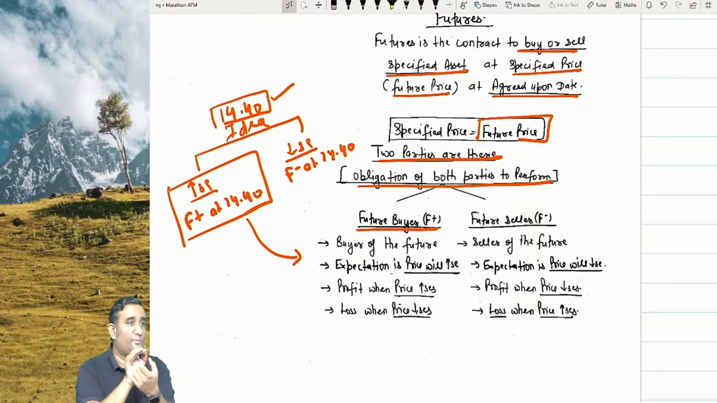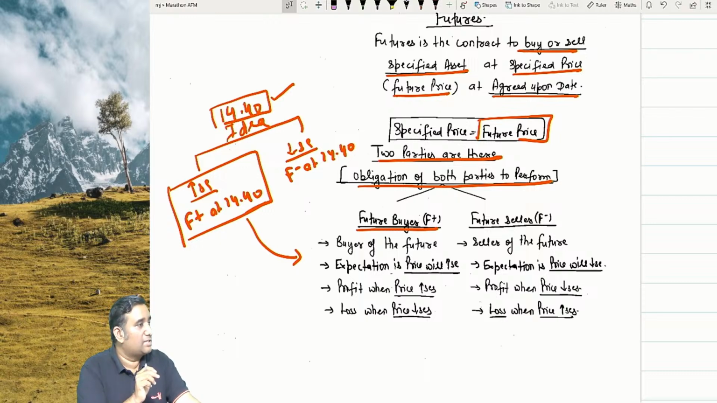The idea is 14.4 because the spot price is 14.25. Suppose the Indus Tower spot price is 267, the future price would be 268 or 269. So it derives its price from the underlying asset, and prices are nearby. If someone buys today, we call it a spot market. If someone makes an agreement today, but the buying and selling will happen after a point of time, we call it a future.